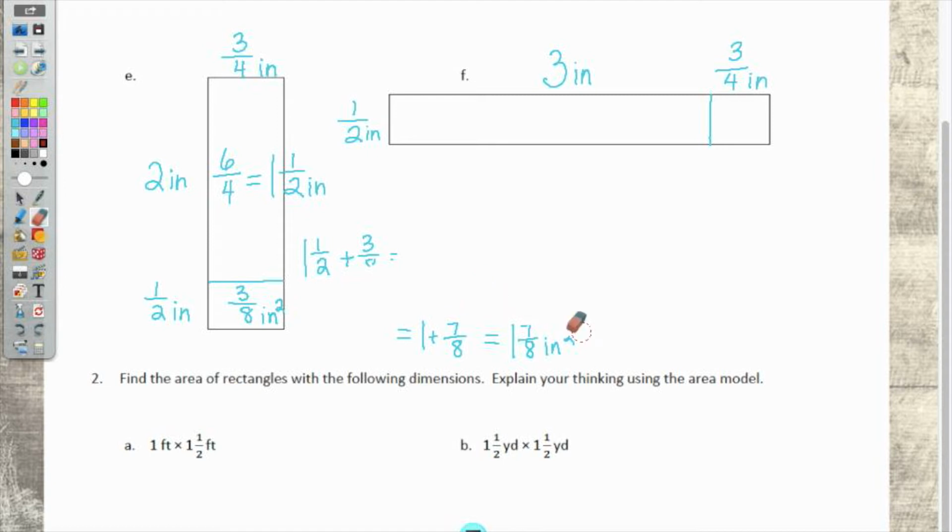So to figure this out, let's start with the area model. George, you want to help us? George A? Okay. So 1/2 times 3. 3 halves. Change that to a mixed number, George. 1 1/2. So we'll write it both ways and then we'll decide which one works best. Okay? And then 1/2 times 3/4, George. 3/8.